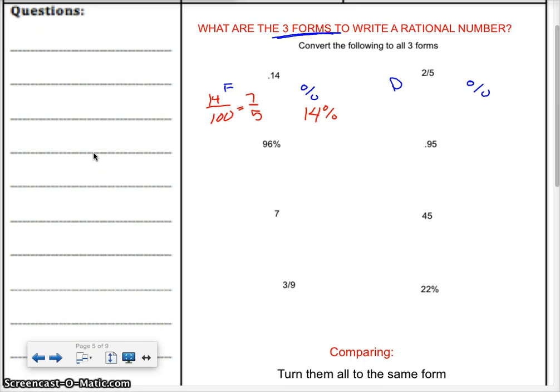Okay, Jace, what's 2/5 as a decimal? 0.4. And what is that as a percent? 40. Don't forget to add that placeholder 0. You have to go 2 spots to the right. Because 40% sure is different than 4%.